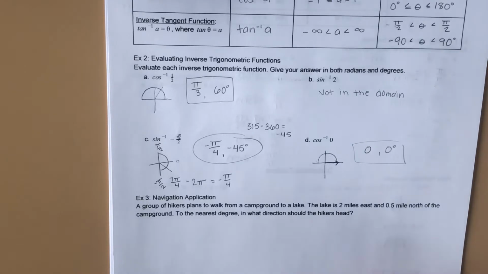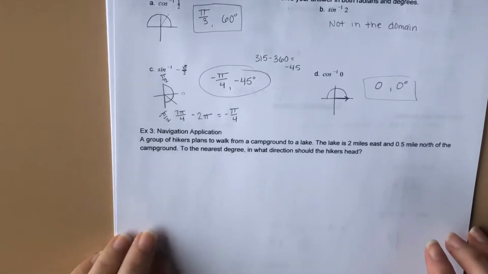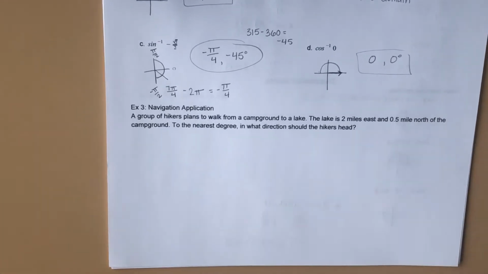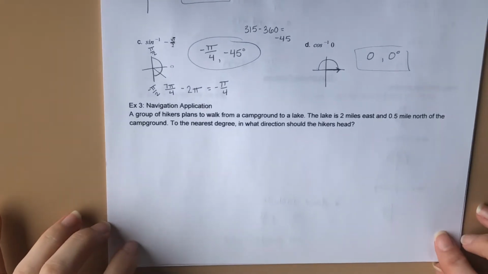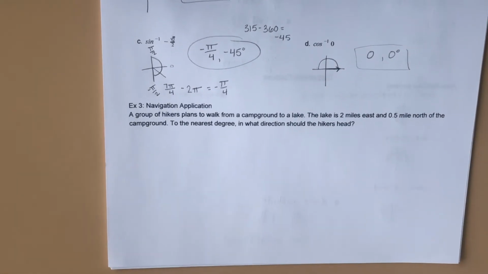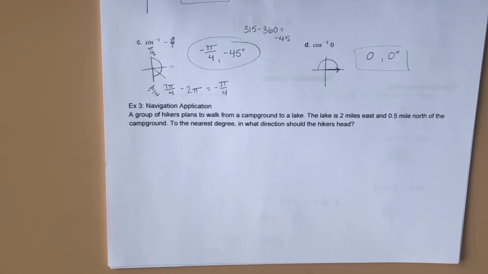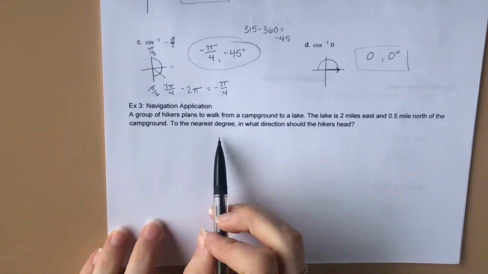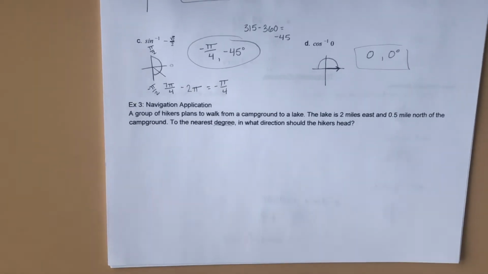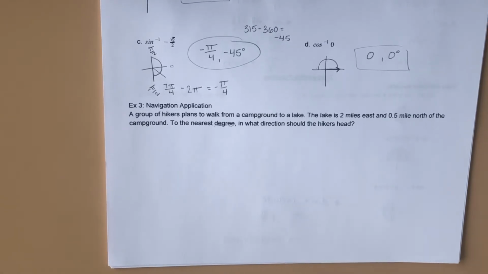Okay, example 3. A group of hikers plan to walk from a campground to a lake. The lake is 2 miles east and 0.5 miles north of the campground. To the nearest degree, so we are in degrees, which I'm sure you guys like that better than radians. In what direction should the hikers head?